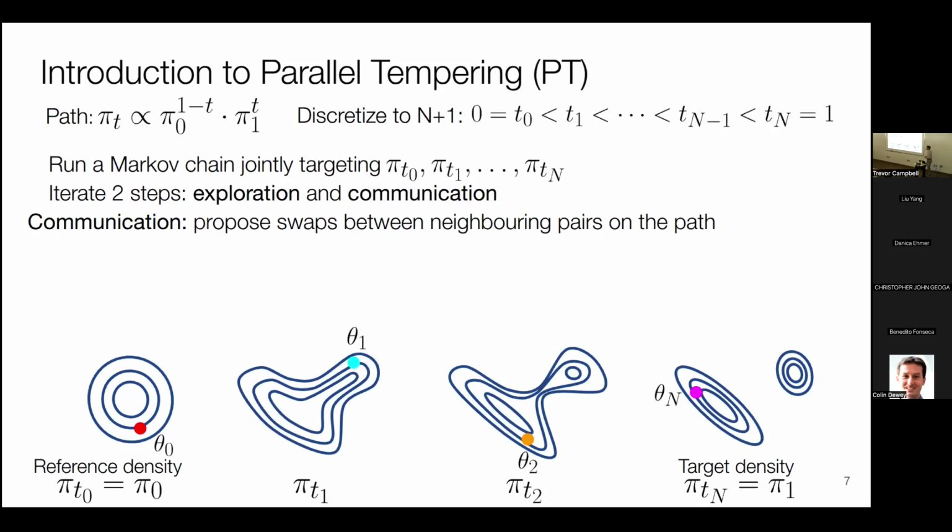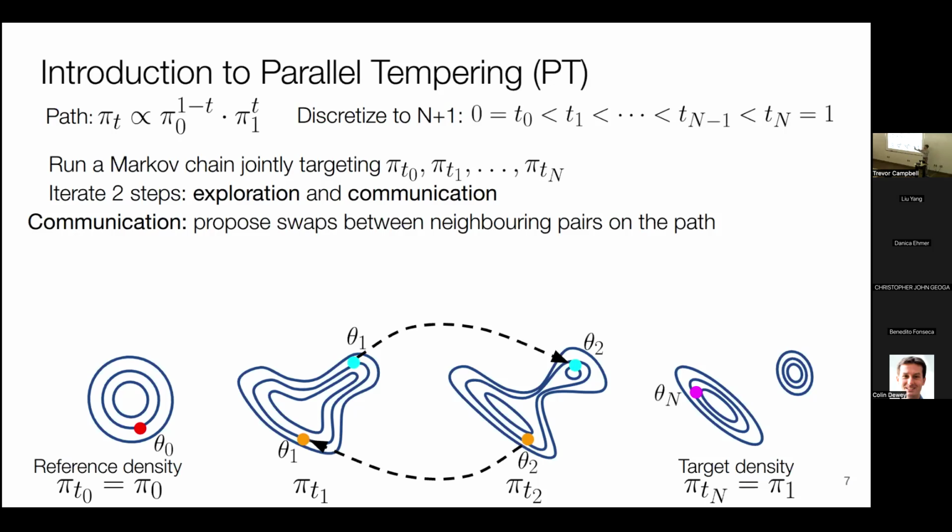In the communication step, we're going to propose swaps between neighboring chains, neighboring distributions on the path. So check this out. On pi t2, I've got this choke point here, right? It's really hard to explore through this choke point with a standard MCMC method. But if I look at the same spot on pi t1, it's actually not so bad. It's not so choked. In fact, I was able to explore into this lobe of mass without too much trouble. So now if I propose a swap, you'll see that I'm able to take my exploration on the easier target and move it into the harder target. So now I'm moving theta 1 to be theta 2. I'm moving theta 2 to be theta 1.